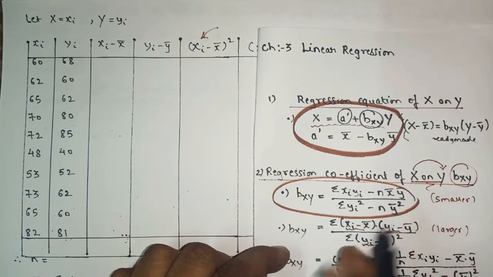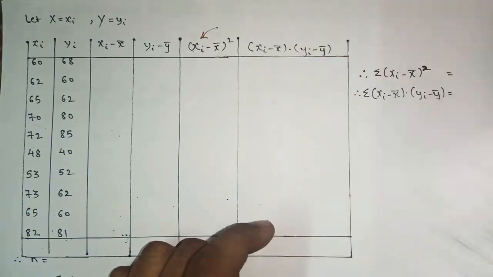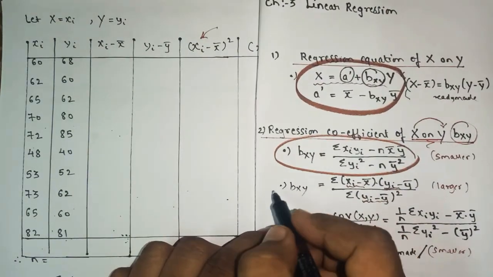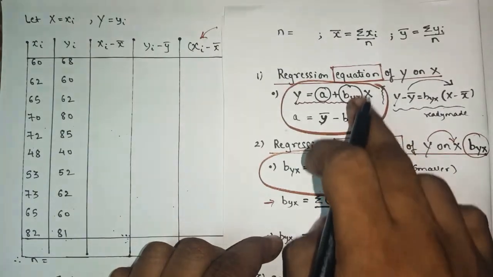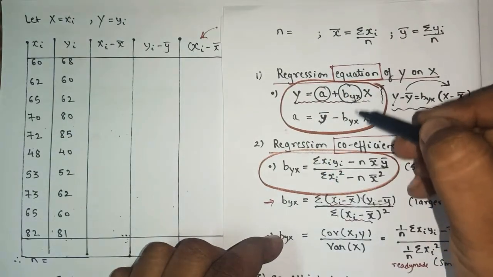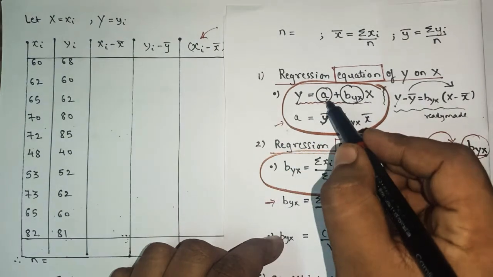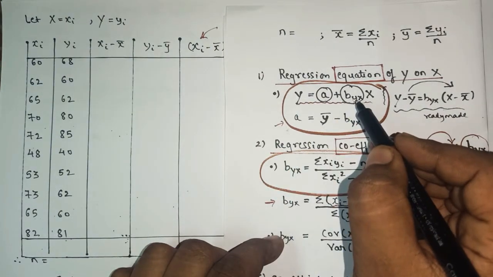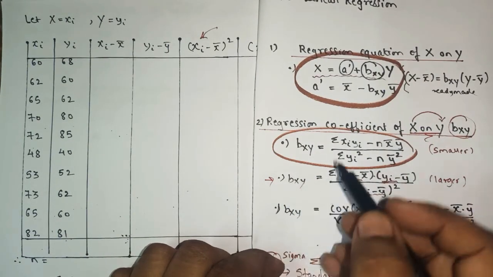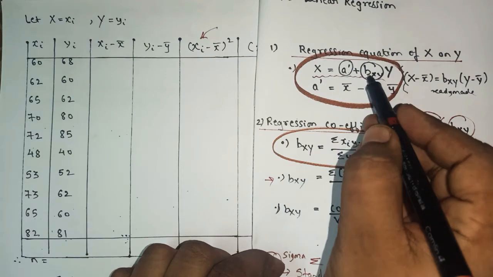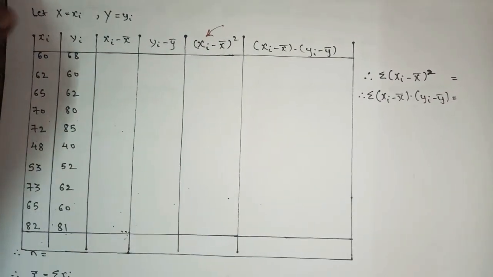For the larger value we'll apply the second formula. Here also we'll apply the second formula. After this, the regression equation, these two formulas. First we'll find byx, then a, substitute the values of a and byx, and you will get the regression equation of y on x. Here also, first you will find bxy, a dash, substitute the values, and you will get x on y. But here we have to find only y on x in this question.